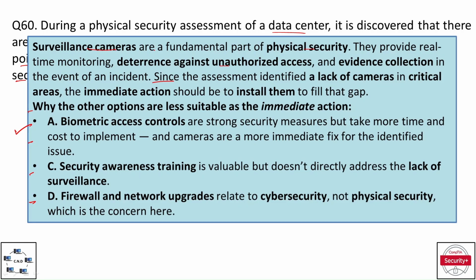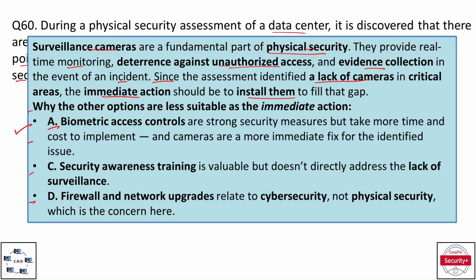So surveillance cameras are a fundamental part of physical security. They provide real-time monitoring, deterrence against unauthorized access, and evidence collection in the event of an incident. Since the assessment identified a lack of cameras in critical areas, the immediate action should be to install them to fill that gap. Why are the other options less suitable as the immediate action?